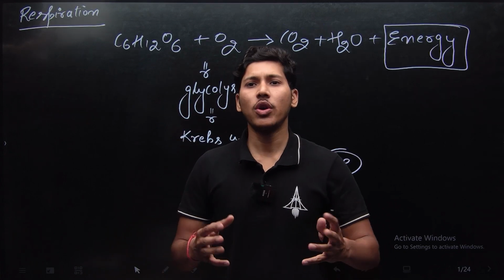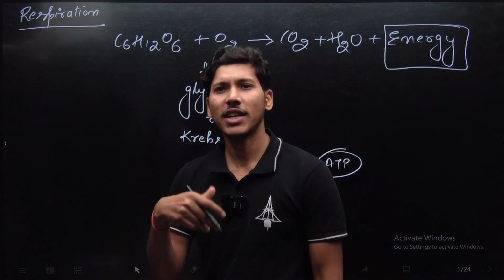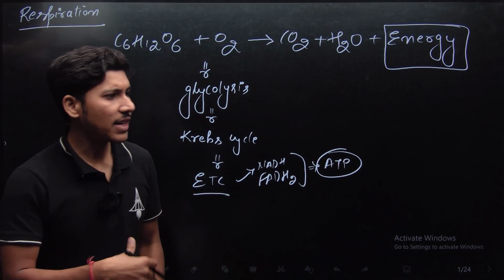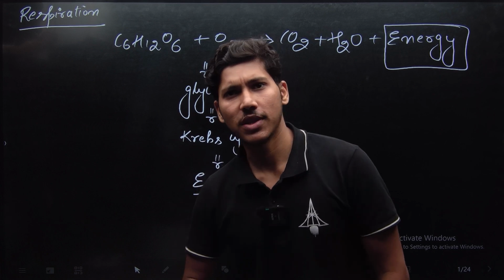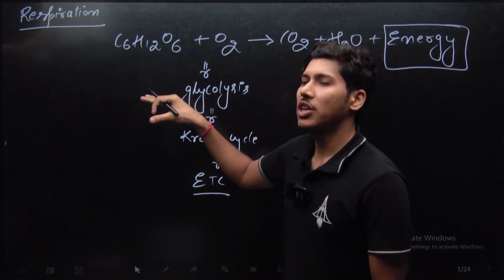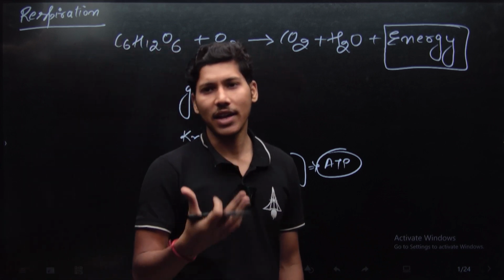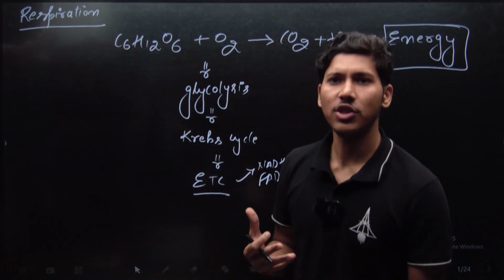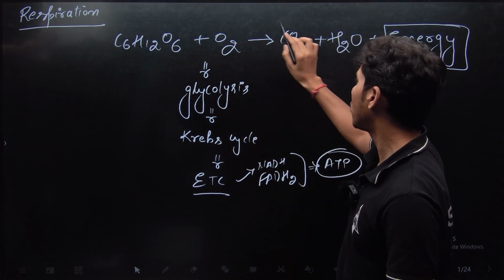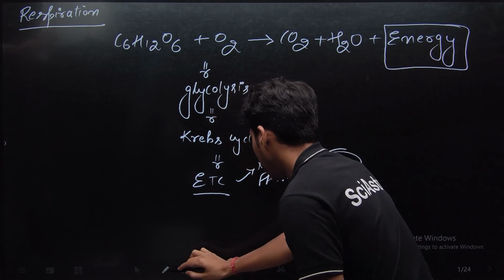Okay, so let's start our new chapter, that is respiration, because respiration is also the follow-on chapter to photosynthesis. In photosynthesis, we have made glucose, and in respiration, we'll break down glucose in the presence of oxygen to release energy. So here C6H12O6 is broken down in the presence of oxygen to release CO2 and H2O to produce energy in the form of ATP.